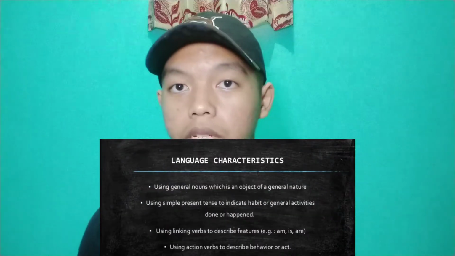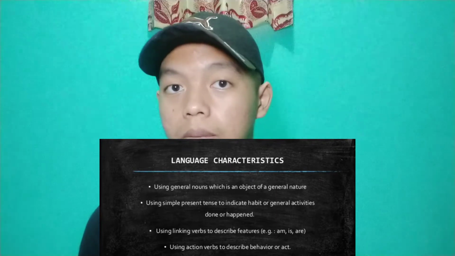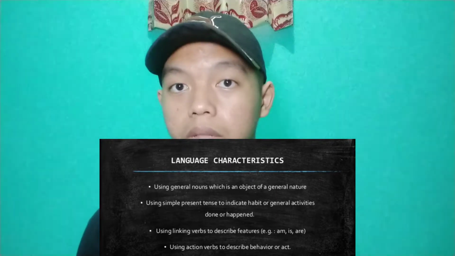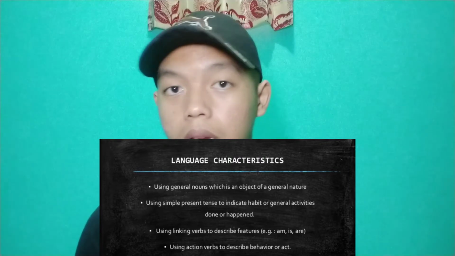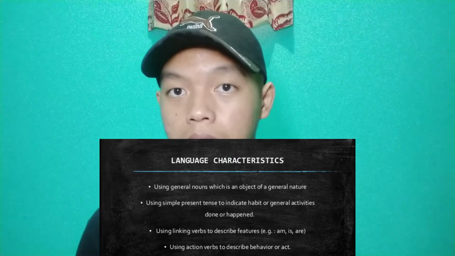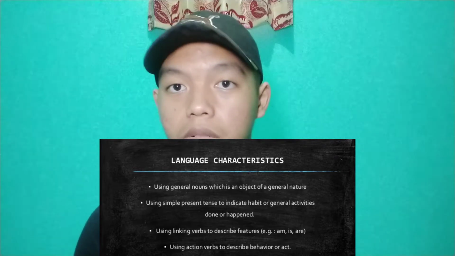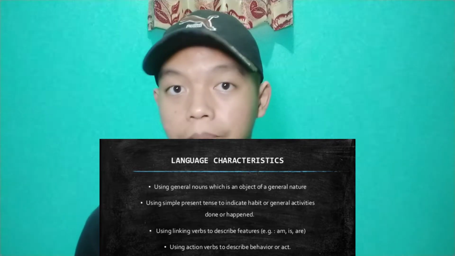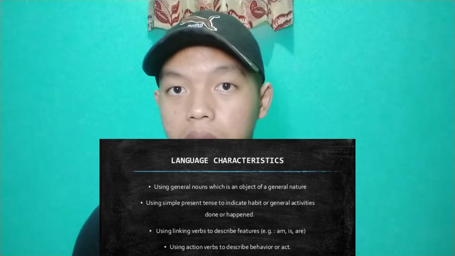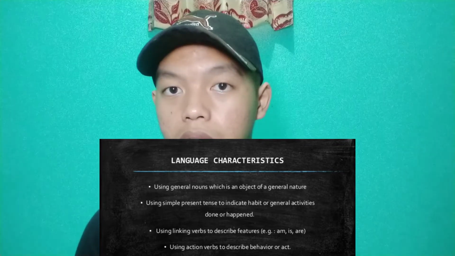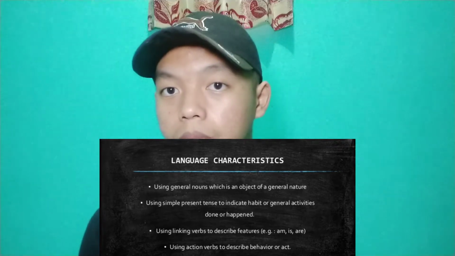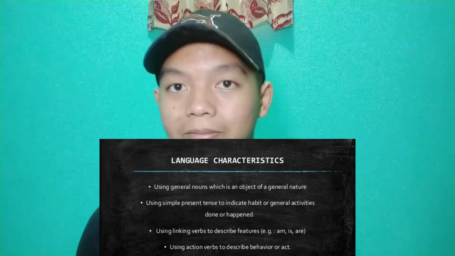Last but not least is language characteristics. The language characteristics of a factual report are divided into four. The first one is using general nouns, which are objects of a general nature. The second is using simple present tense to indicate habits or general activities done or happening. And the third is using linking verbs to describe features. And the last one is using action verbs to describe behavior or acts.